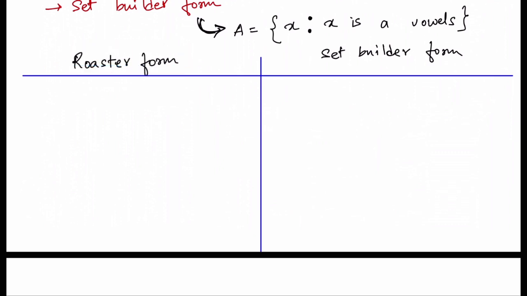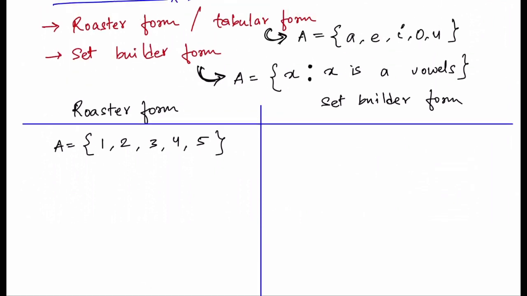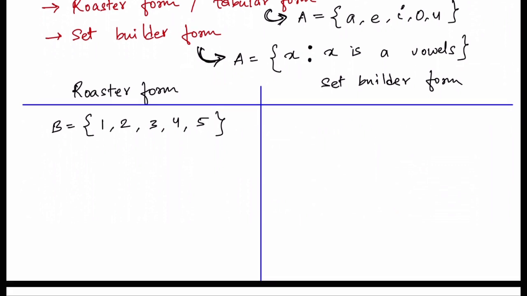Now, our first example will be, let's take a set A, and it has elements 1, 2, 3, 4, 5. Now let's represent this set with another alphabet because we have already used A. Let it be capital letter B. So this is another example of a set. Let there be set B which has elements 1, 2, 3, 4, 5.